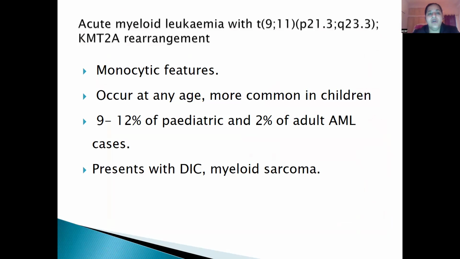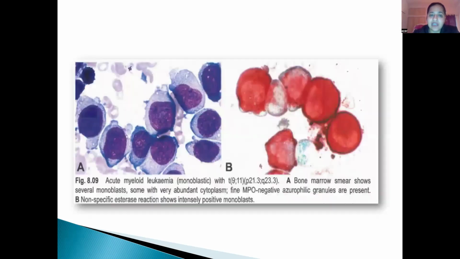Okay. Now, AML with translocation 9;11, that is the KMT2A rearrangement. It has monocytic features. It occurs at any age and can occur in pediatric and adult cases. It again presents with DIC and myeloid sarcoma. Here the blasts are monoblastic cells. Okay, they have very abundant cytoplasm and can you appreciate the round type of nucleus they have got? Although they are blastic cells, the cytoplasm quantity is very, very abundant, and it is slightly blue in color.